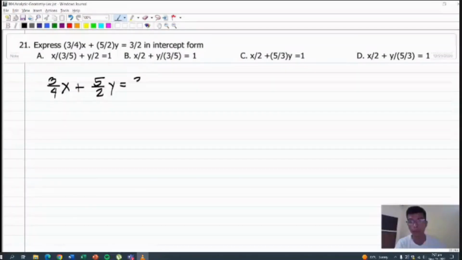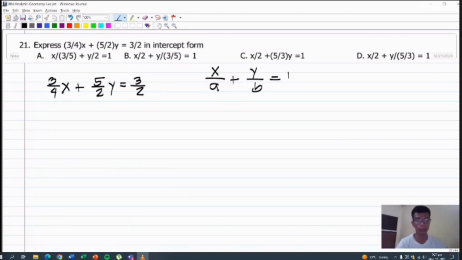Number 21 is 3 over 2 in intercept form. So, di ba ang intercept form natin, that is x over a plus y over b is equal to 1. Unang-una, dapat naka-equal to 1. So, lahat sila naka-equal to 1. And pangalawa, dapat yung numerator ay mga x and y lang. So, wala silang kakaling na.